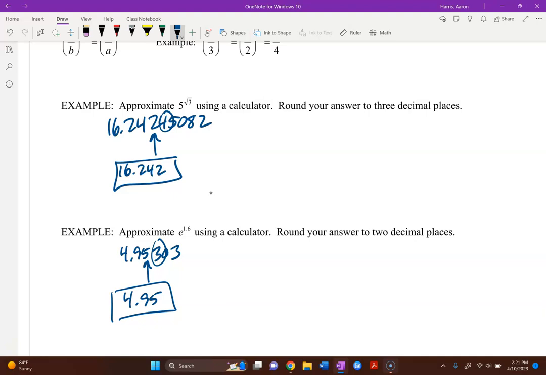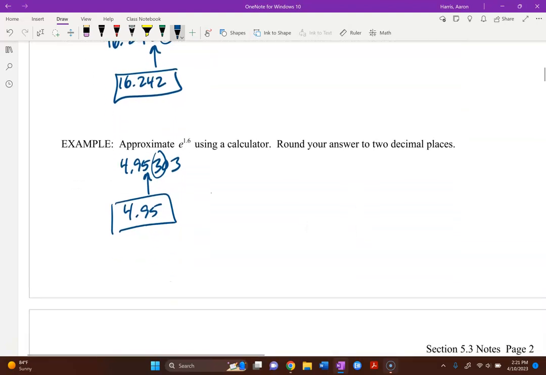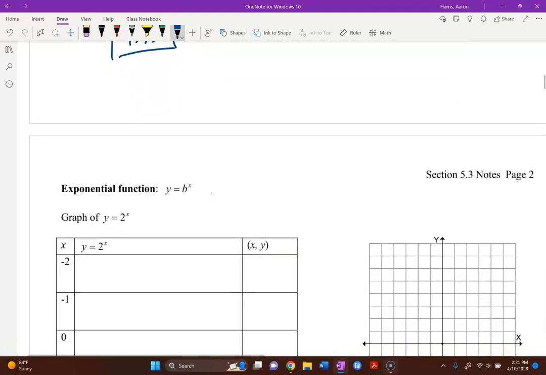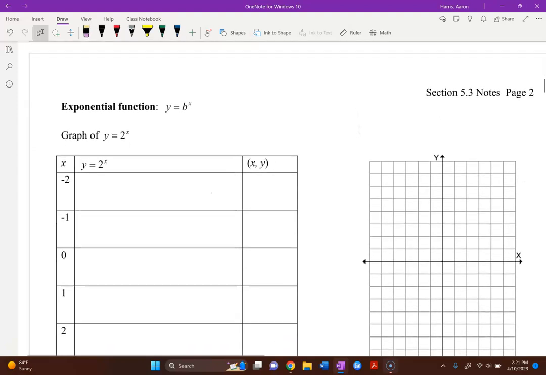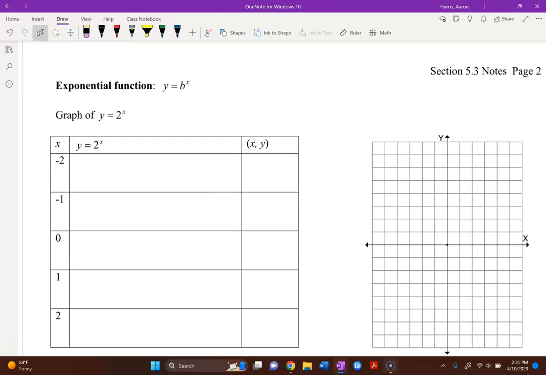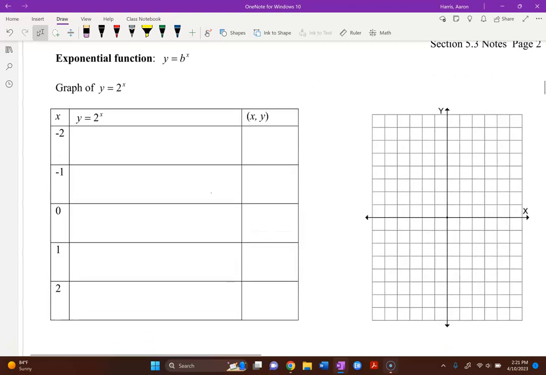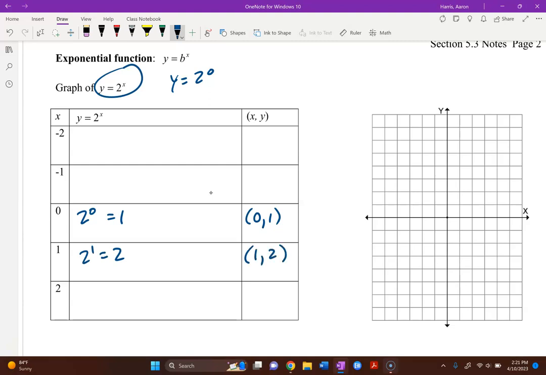Now let's look at exponential functions of the form b to the x. We're going to take a look at 2 to the x. Okay, and let's plug in some points. I'm going to start with 0, so 2 to the 0. Anything to the 0 is 1, so the point is 0, 1. Let's do 2 to the 1 now, just 2. So when I plugged 1 into the function, it spit out 2.